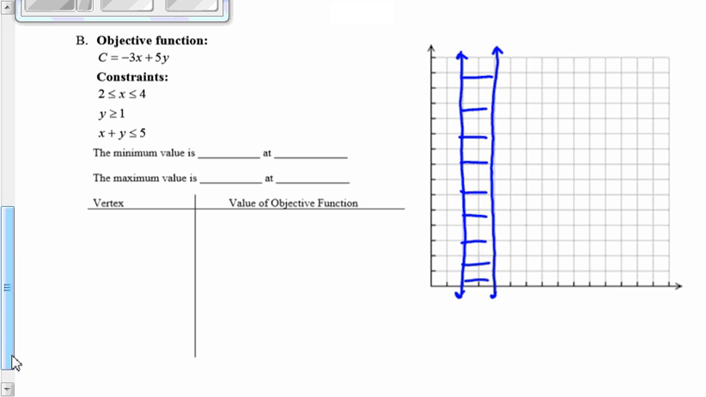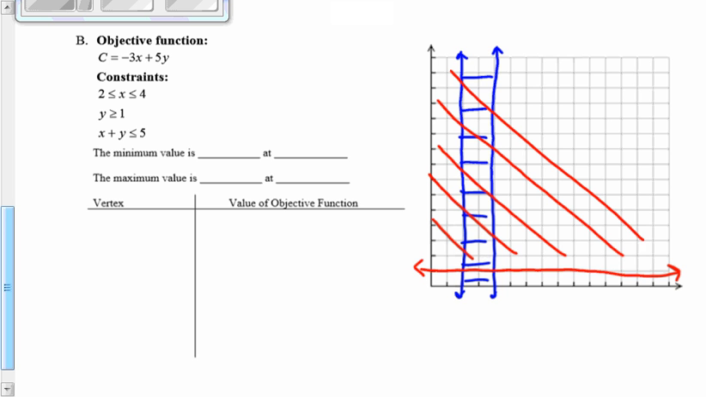Then for our second constraint, it says y is greater than or equal to 1. So I'm going to make a horizontal line at 1. And it says greater than, so I'm going to shade above. So I'm keeping in mind where right now the double shaded region is. It's anything where there's red and blue.